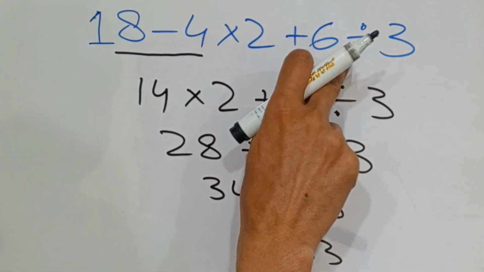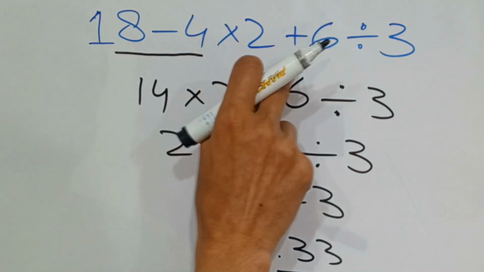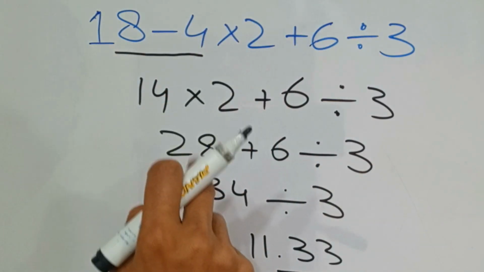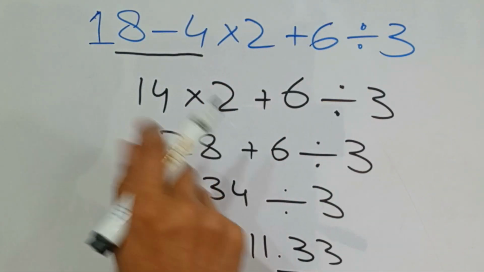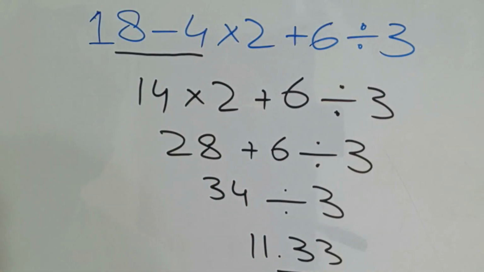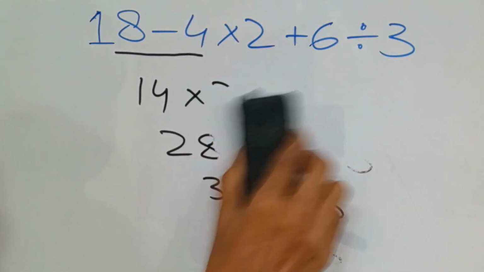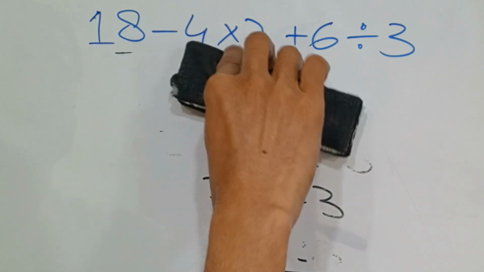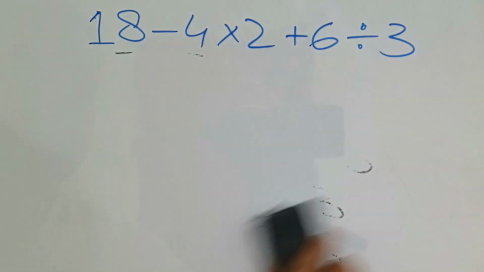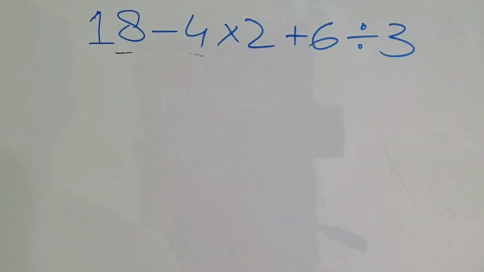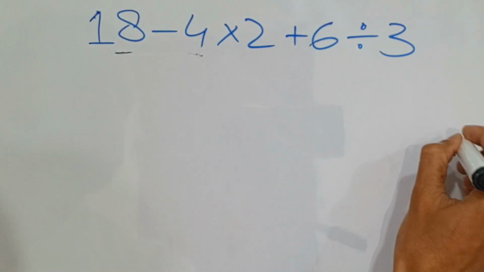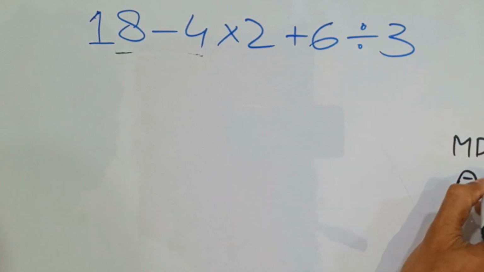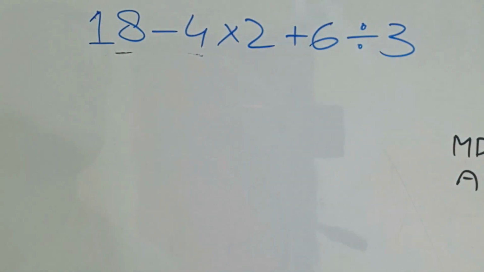Multiplication and division must be done before addition and subtraction. So follow the order of operations. We use the PEMDAS rule, right? Multiplication and division must be done before addition and subtraction.